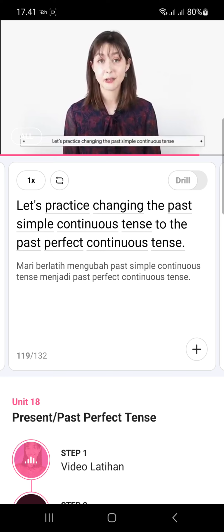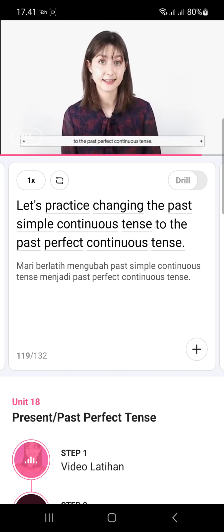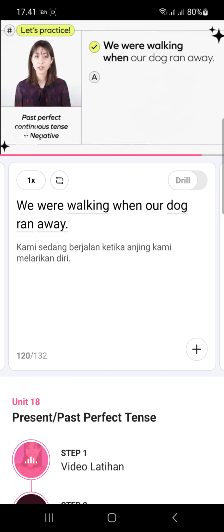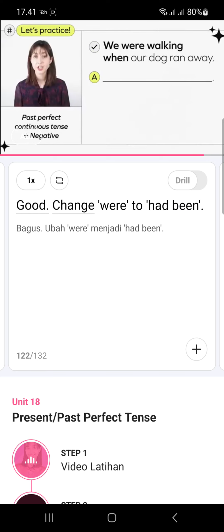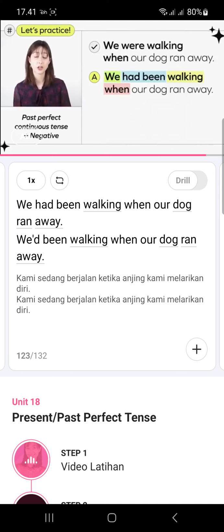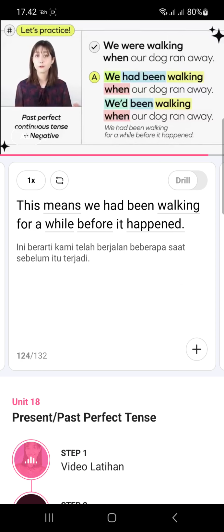Let's practice changing the past simple continuous tense to the past perfect continuous tense. We were walking when our dog ran away. Good. Change were to had been. We had been walking when our dog ran away. We'd been walking when our dog ran away. This means we had been walking for a while before it happened.